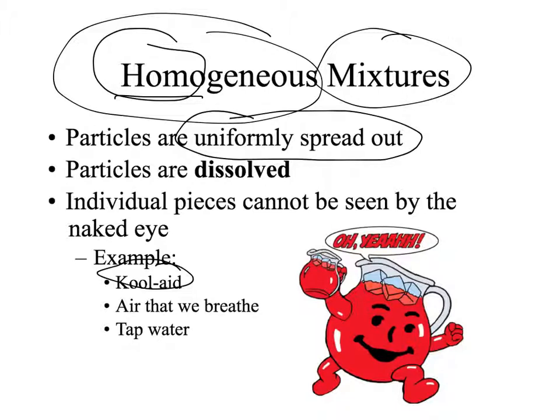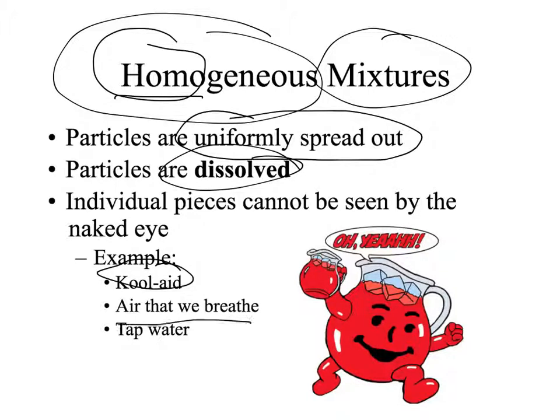Now, the prefix homo means of one, right? And we know homosexual means that the same sex likes each other. Therefore, it's of the same, kind of uniform. So you can see how those prefixes are used throughout different words. So maybe that can help you remember that homogeneous mixture would mean that everything is dissolved and uniformly spread out.